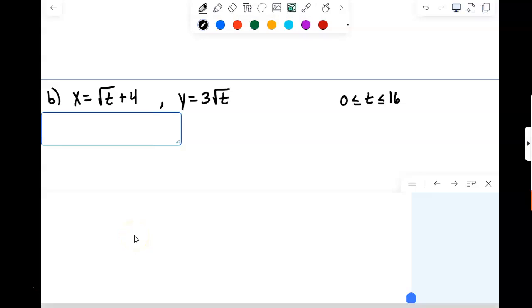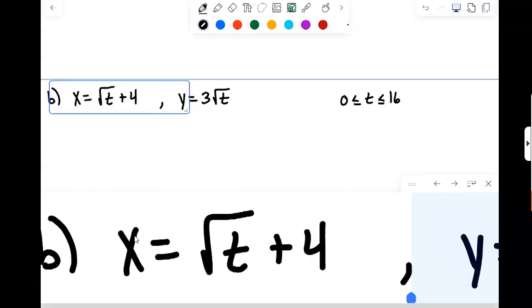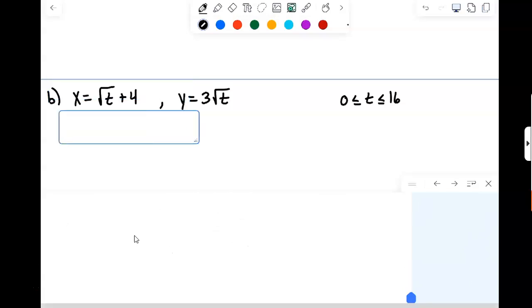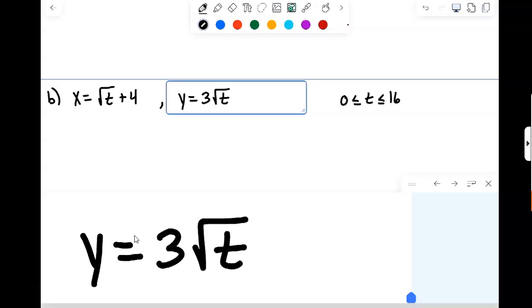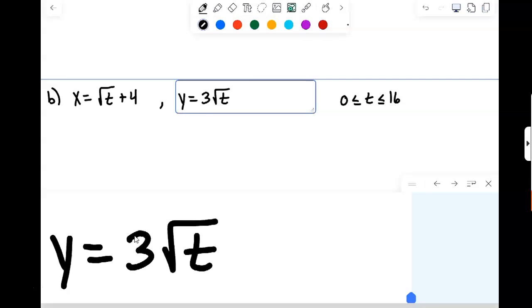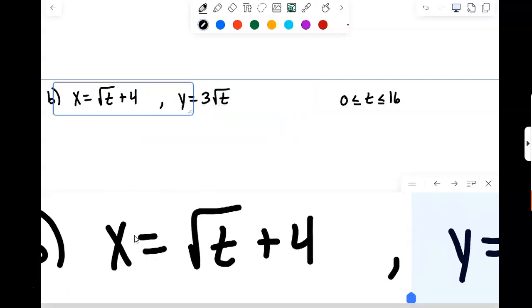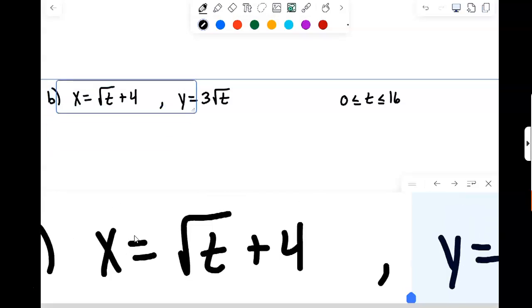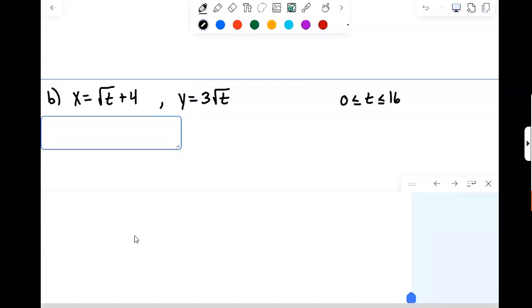Okay, so you don't always want to just jump in and try and solve directly for t. In fact, here's an example where we actually don't want to go that far. Since both of these expressions involve the expression square root of t, it makes no sense to go all the way back to t. I can just take this top first equation, x equals square root of t plus 4, and I can just solve that for square root of t, right?